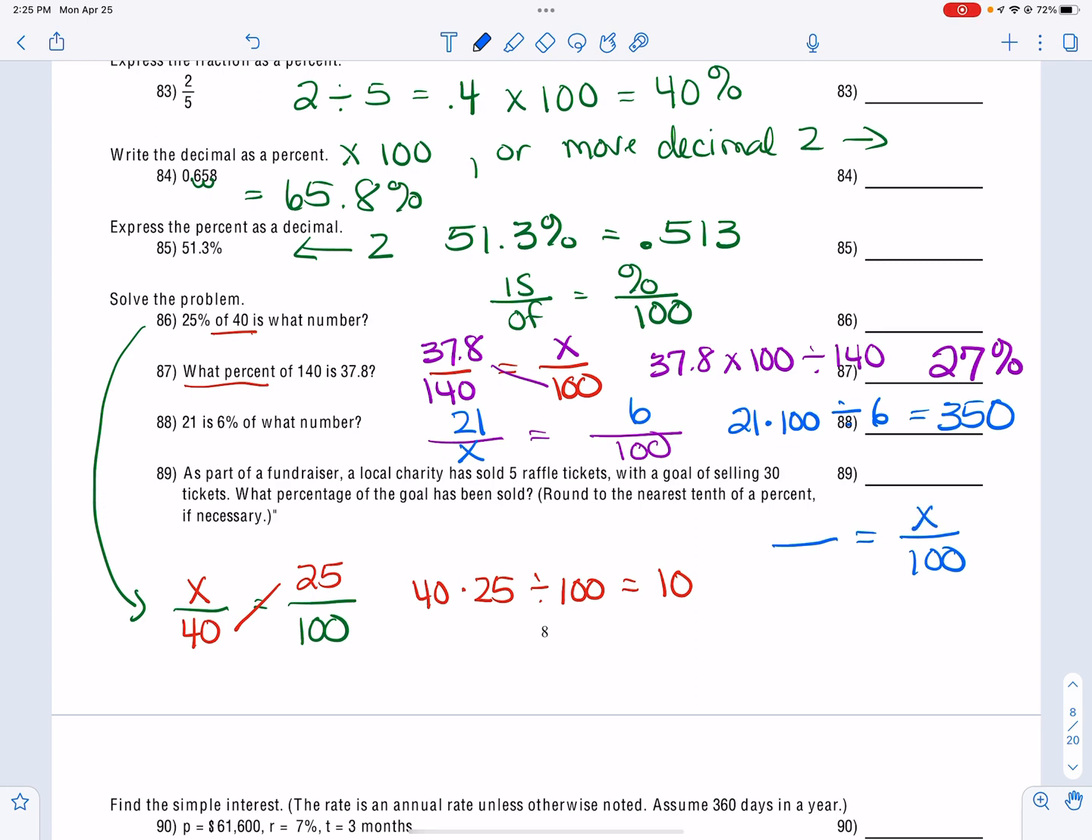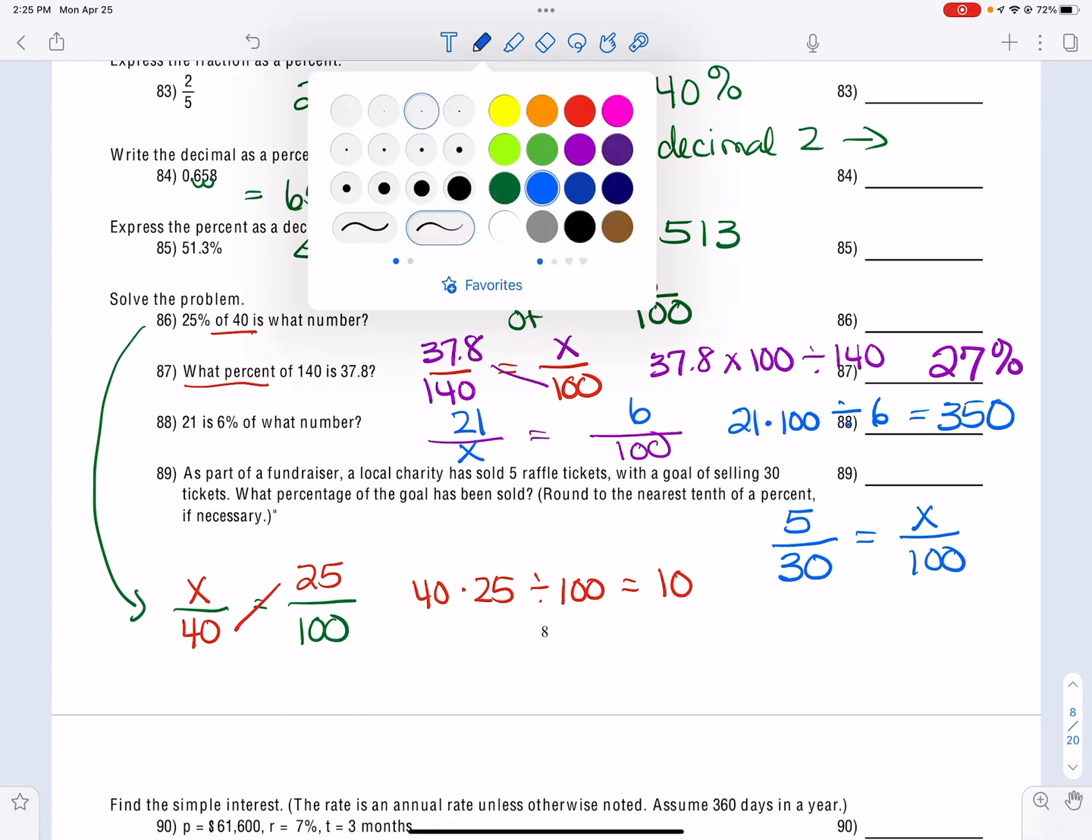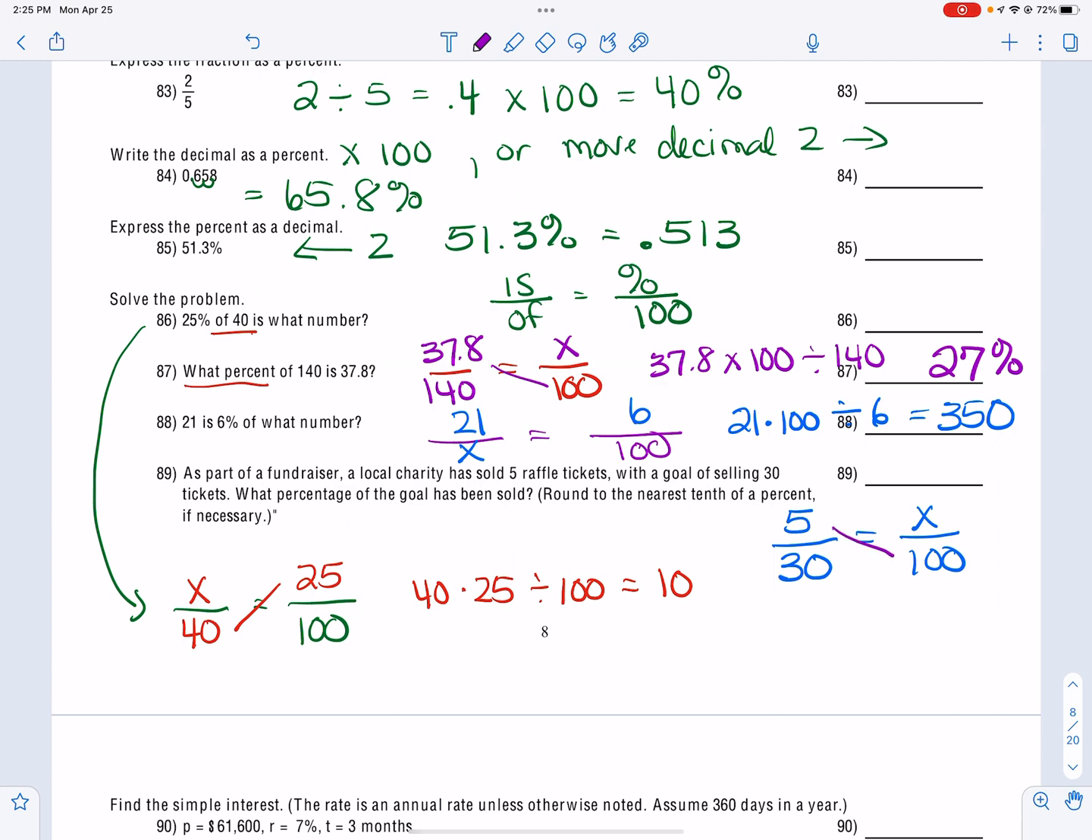You're looking for that percentage. You've sold 5, but you want to sell a total of 30. And so then we would take 5 times 100 and divide it by 30, and that will give us 16.7%. It says round to the nearest tenth, which means 1 decimal place, 16.7%, okay?